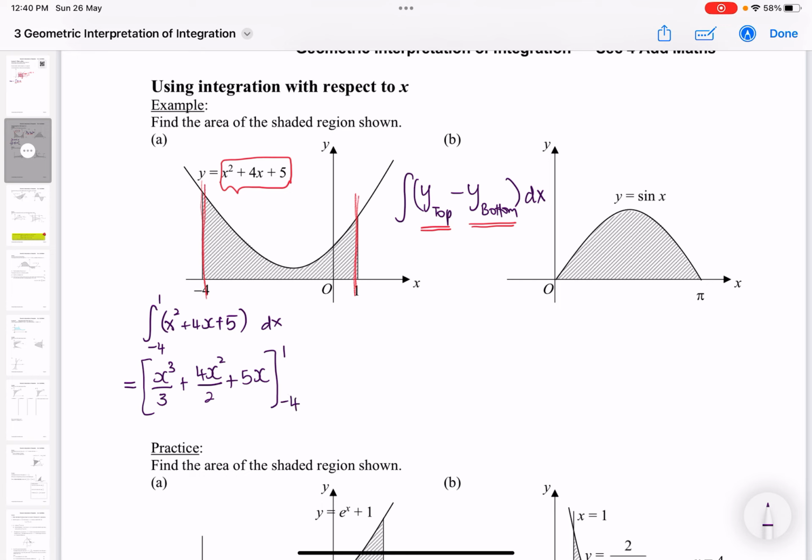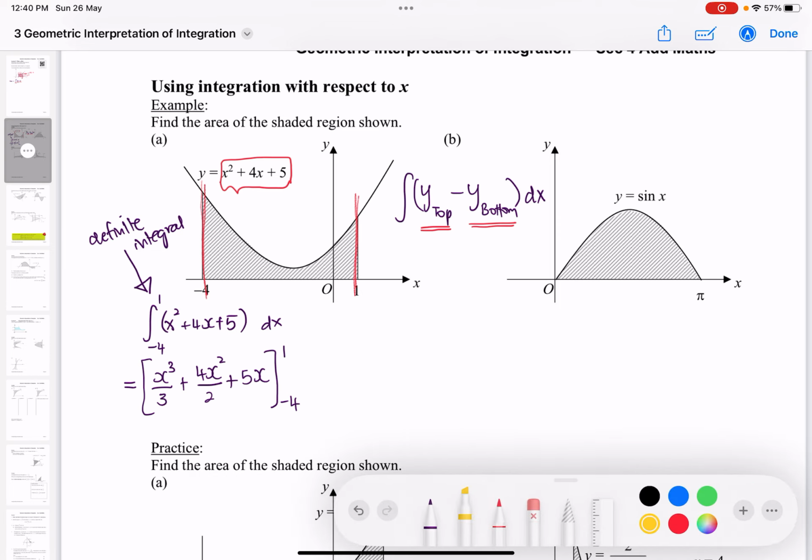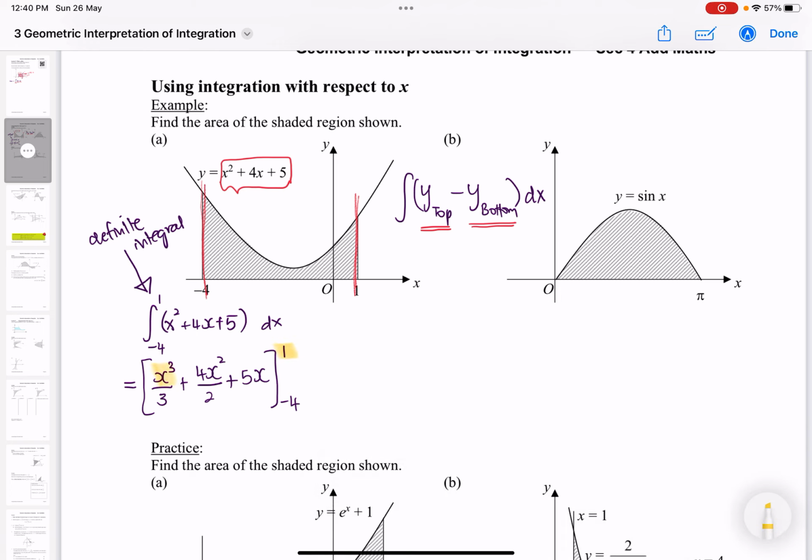Now we're going to have to evaluate this definite integral. Do note that because of these limits, this is called a definite integral. And you will notice that because it's a definite integral, we do not need to have a plus c in this integration. Now, how do we evaluate this definite integral? First, we're going to substitute the value of 1 into this expression. And then we substitute the value of negative 4 into the expression. And then we will take the first expression minus the second expression. So it's going to look like this.